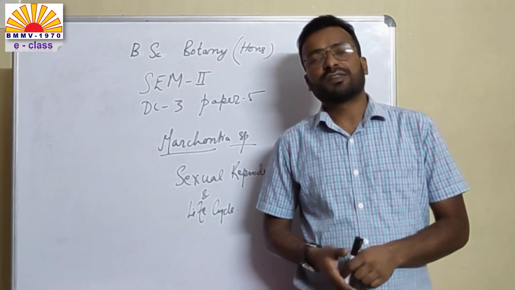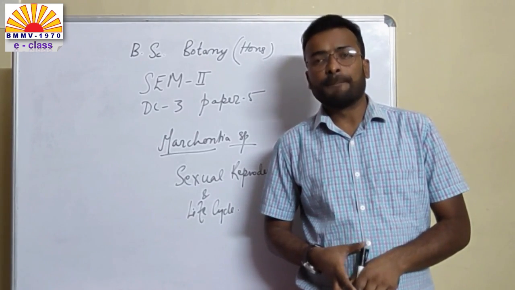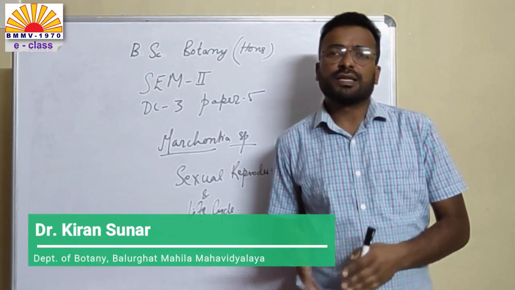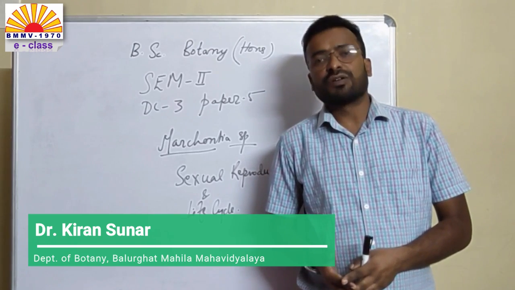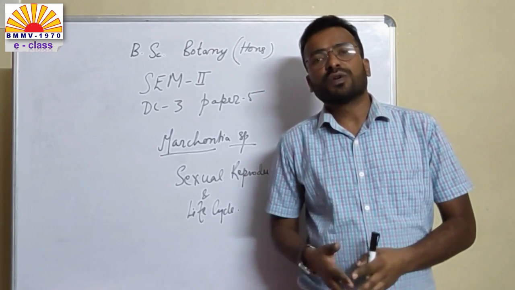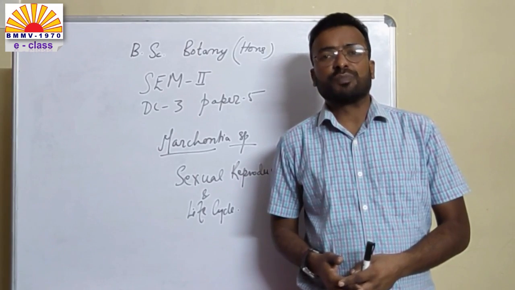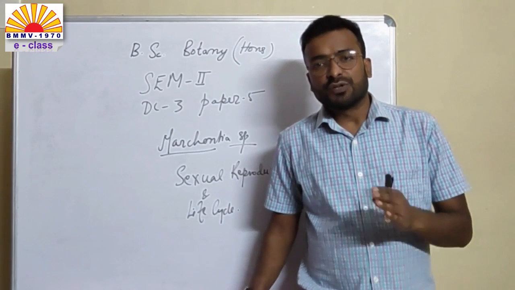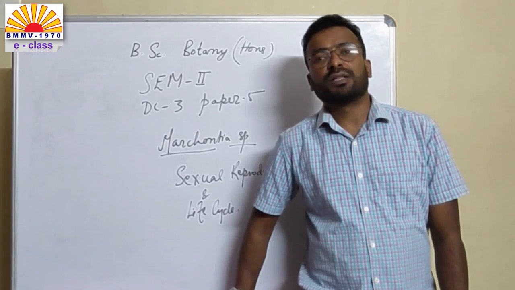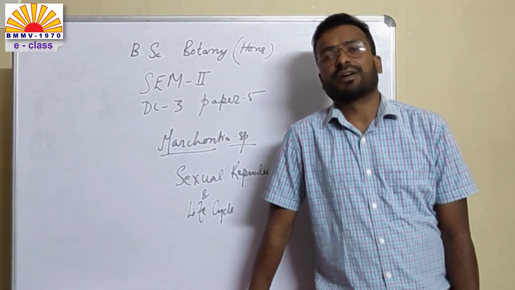In my previous class regarding Marchantia in section 1, we were talking about the general vegetative structure of Marchantia. We were also looking at the mode of asexual reproduction in Marchantia. Today in my class we will be talking about the alternation of generation in Marchantia.